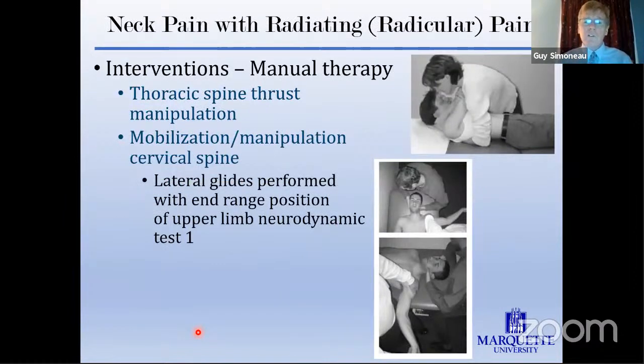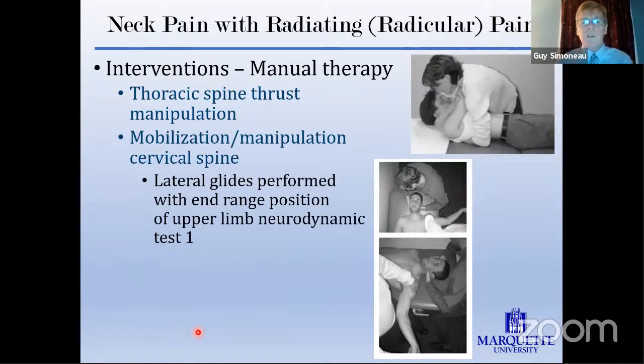Most of those studies have also used thoracic spine thrust manipulation as part of the intervention in the early stages. And so while we're trying to quiet down the cervical region, using thrust manipulation for the thoracic spine may have the benefit of the neurophysiological effect of thrust manipulation. So we know that thrust manipulation is not just a mechanical effect, there's a lot of neurophysiological effects. So manipulating that region may help with control of pain, and that's been part of most of the interventions offered to that population.